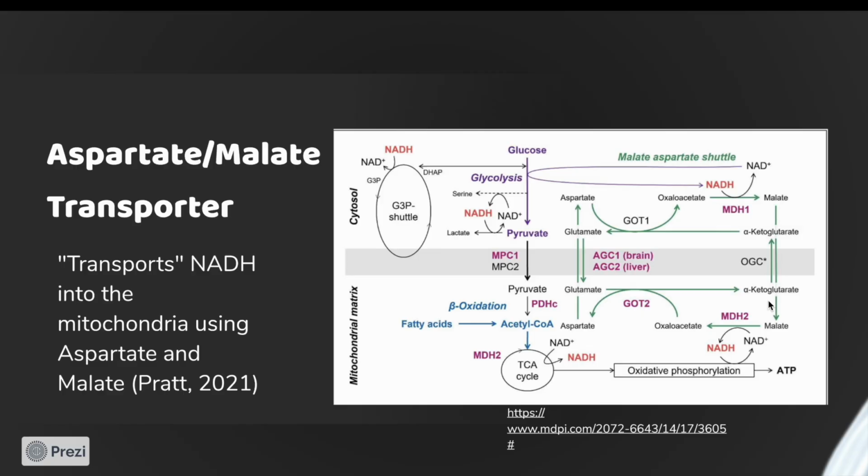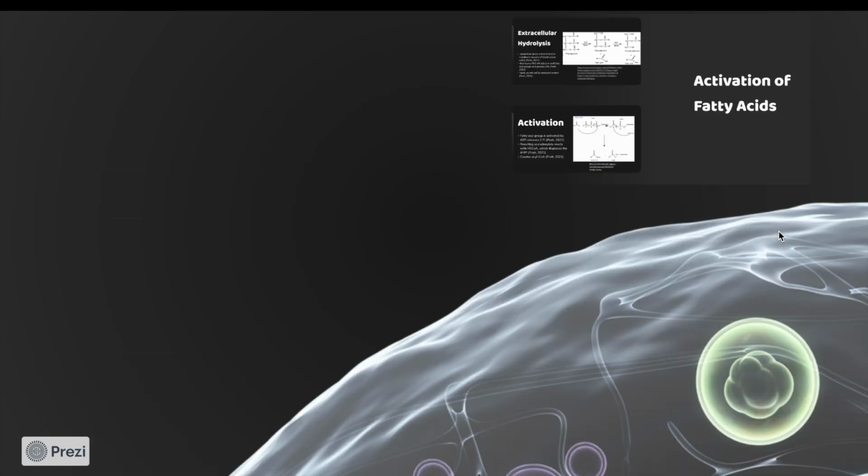The malate can then go through a shuttle into the mitochondrial matrix, where it can then reduce NAD+, that is inside of the mitochondrial matrix, into NADH, and then bam, now we have NADH to use in oxidative phosphorylation to make ATP. And then the malate can go back to oxaloacetate and then back to aspartate, and then it can go back and repeat the cycle.